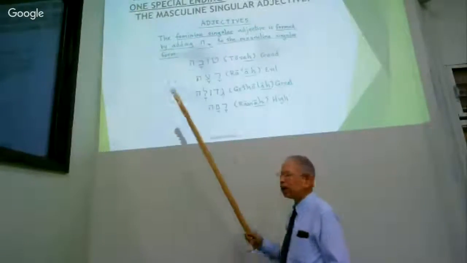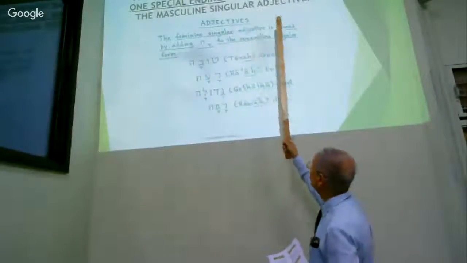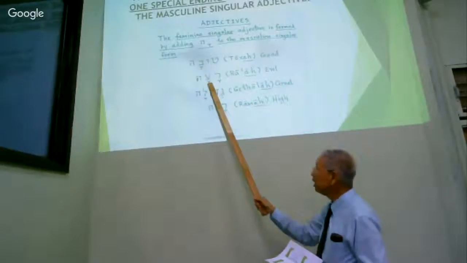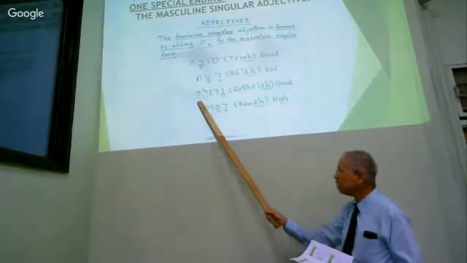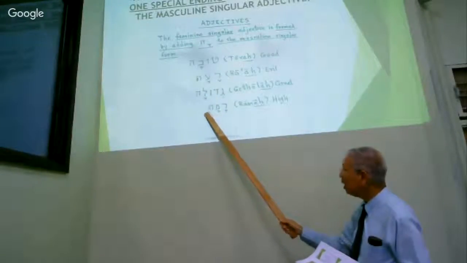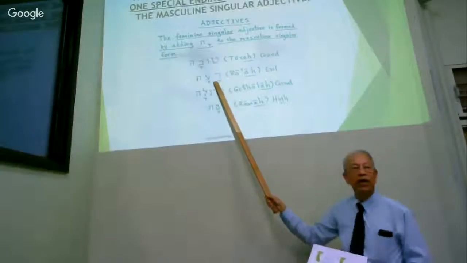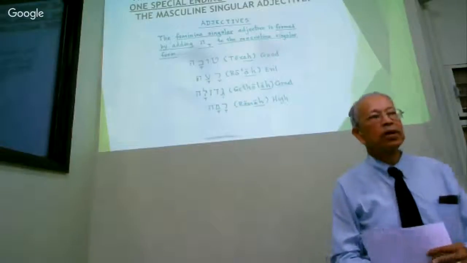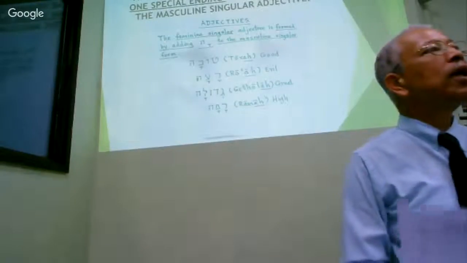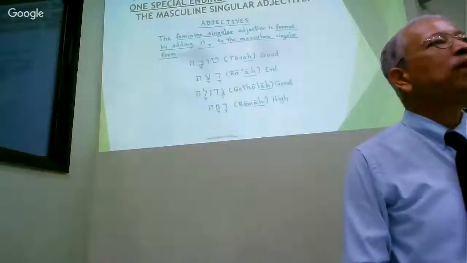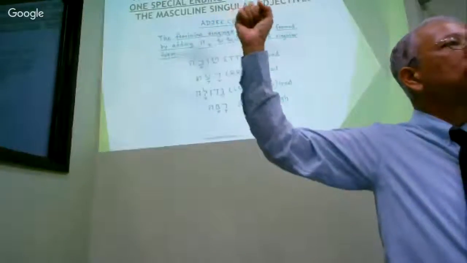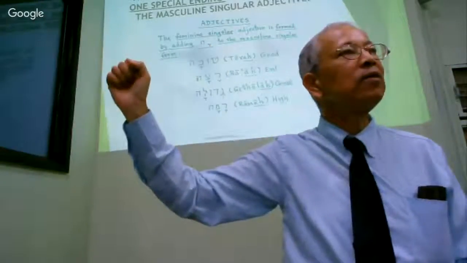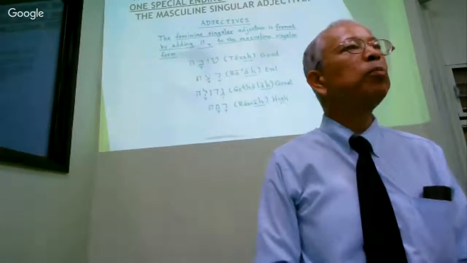The feminine singular adjective has one special ending, which is added to the masculine singular adjective. Hamis A, Hamis A. Be able to give at least two examples. And if you do that, then you will be the champion of the boxing that is scheduled for next week, Thursday. So I'm looking for all of you to be champions.